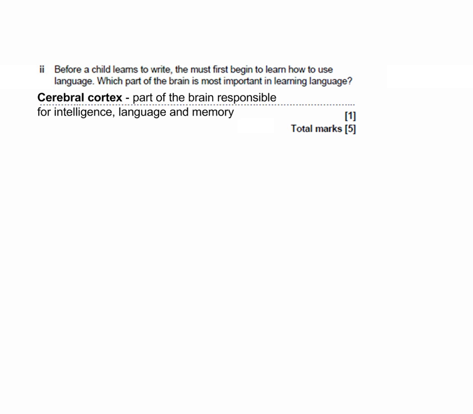And the cerebral cortex is the part of the brain responsible for intelligence, language, and memory. So the cerebral cortex is a really important part of our brain, and it's the part that relates to intelligence, language, and memory.